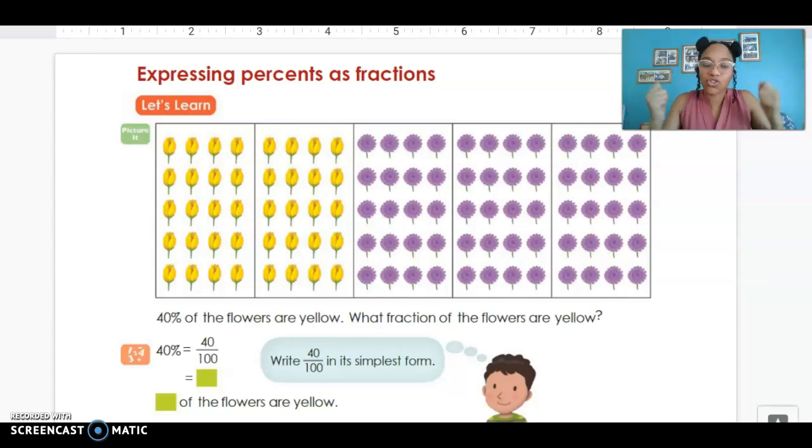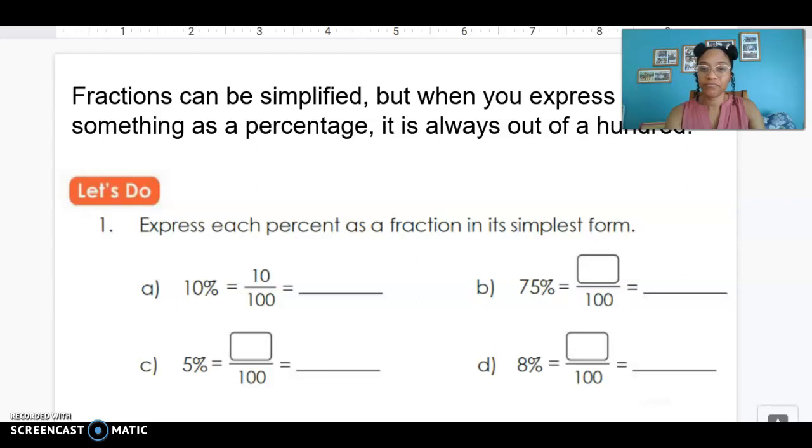Now let's look back to our drawing. Do you notice that these 100 flowers are divided into 5 equal parts? And of those 5 equal parts, 2 of them are yellow. 2 fifths of the flowers are yellow. We can find our answer in math and look back to the problem to make sure we've got it.